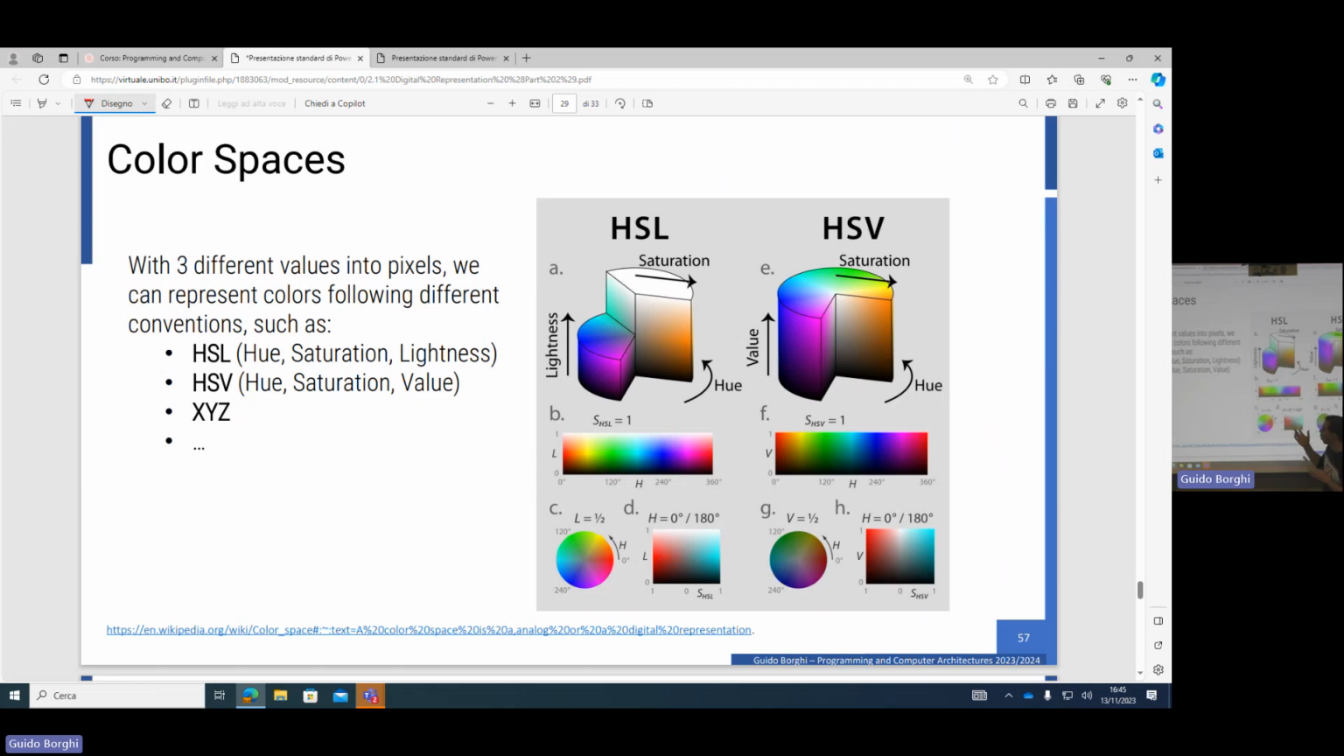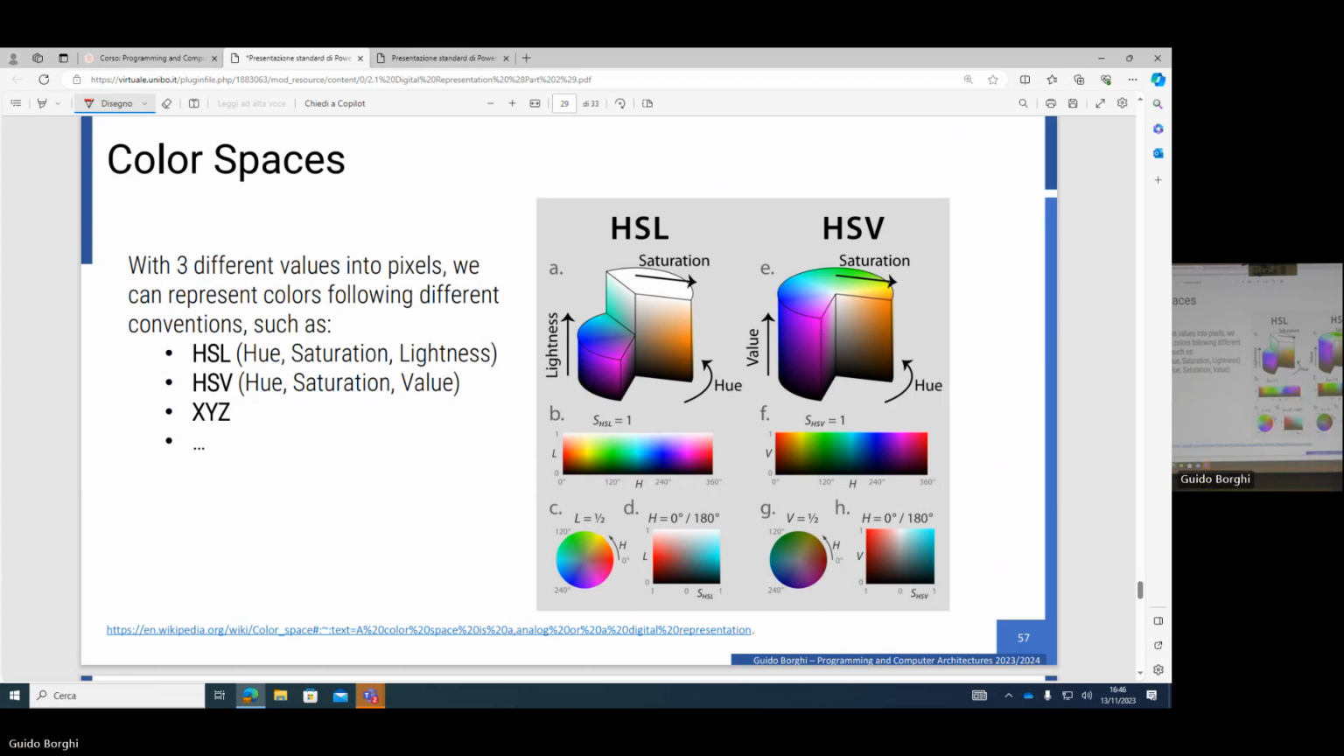For example, with the HSL, the first component is for the hue. The second is for the saturation. The third is for the lightness, that is very similar to the brightness. Here you can see a graphical representation of that. The saturation is, I don't know how to express it in English, how strong the color is. Then we have the lightness, from black to white, and then we have the real color, the hue, turning around this representation.